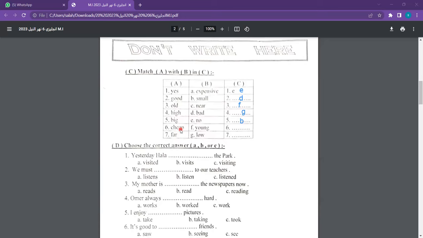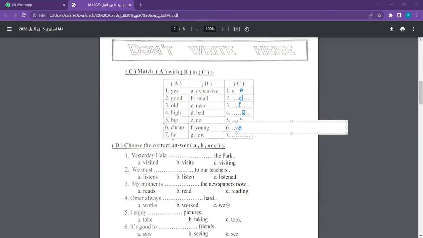Cheap means what? Low price. Okay. Yes, very good. Expensive is high price. This expensive is the opposite of cheap. Expensive is number A. I will write here number A. Okay.